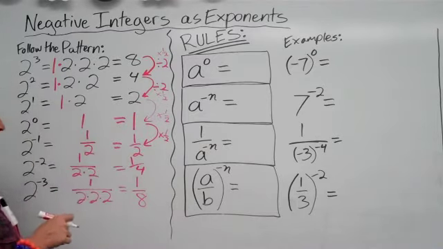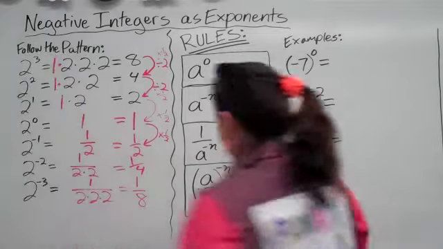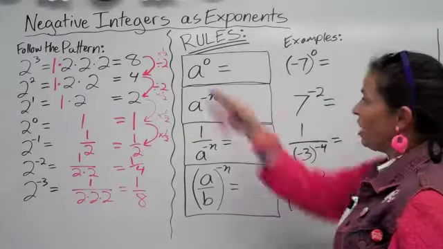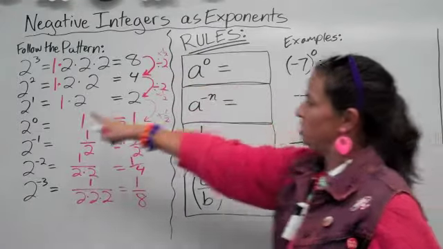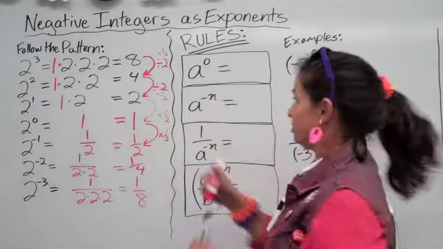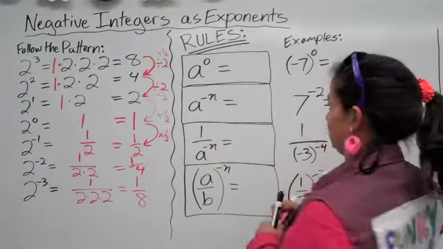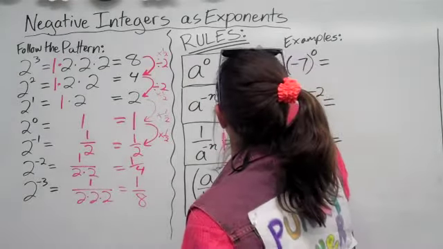Follow the pattern. Now, we have some rules. We've got to remember our rules. So as you saw this pattern, you can see that when you get to an exponent of 0, the answer is 1. So a to the 0 power, in fact, any number raised to the 0 power, equals 1.